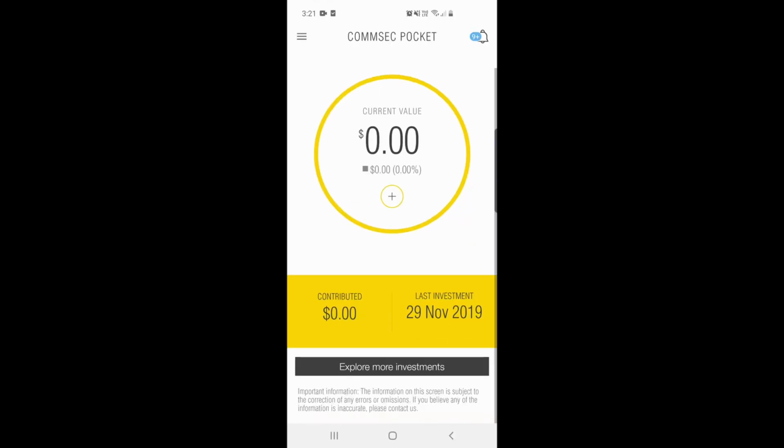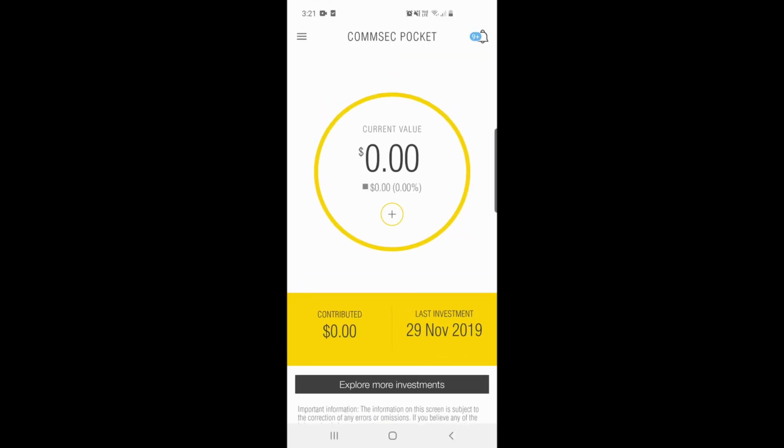So the CommSec Pocket app in summary, great app to get into. Great app if your main focus is wanting to get into a couple of ETFs that you can keep investing into without constantly worrying about the company or doing a lot of research in single companies. You got the cheap brokerage fees of $2 per trade, which allows you to top up a lot more compared to if you're paying $20 per trade, because you're going to have to make that money back eventually. And with such ease to get into it, you'd be crazy to not try out this app.